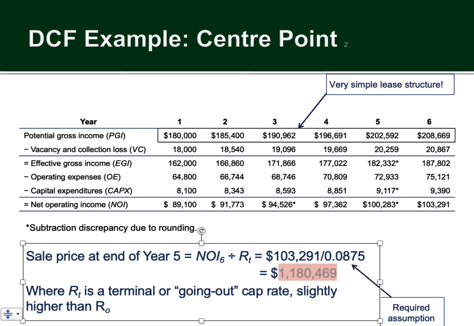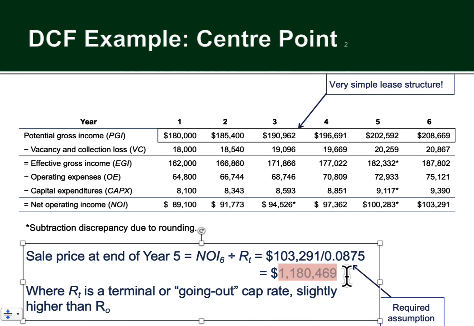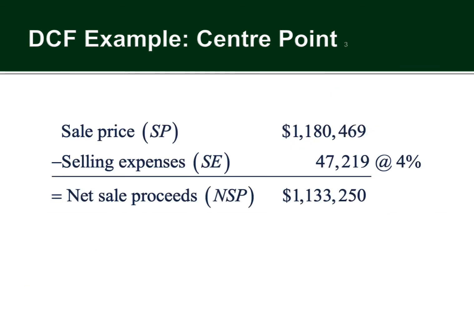So DCF is a way to directly model total return and allow that to impact your estimate of property value. So that 1.18 million, our estimate of what we can sell it for at the end of year 5, gets added as a cash flow.